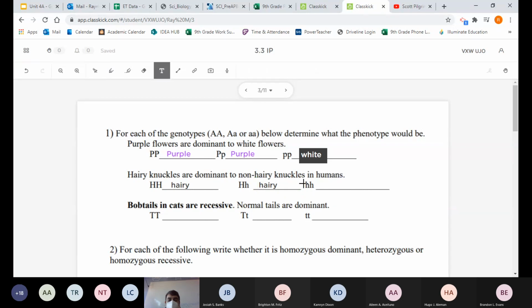And last but not least, we got the recessive. We got two recessive alleles, which means the recessive allele will be expressed, and that's pretty much going to be non-hairy.